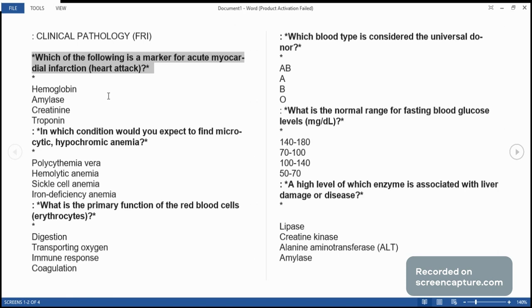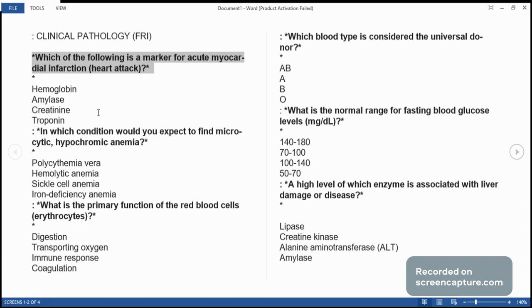Okay, so hemoglobin, amylase, creatinine, and troponin. Hemoglobin is a component of red blood cells, which is important in the transportation of oxygen. It binds to oxygen, forming what we call oxyhemoglobin. Amylase is just an enzyme. Creatinine is one of the metabolites extracted from muscle contraction and some metabolism in the body. Troponin is the correct answer.